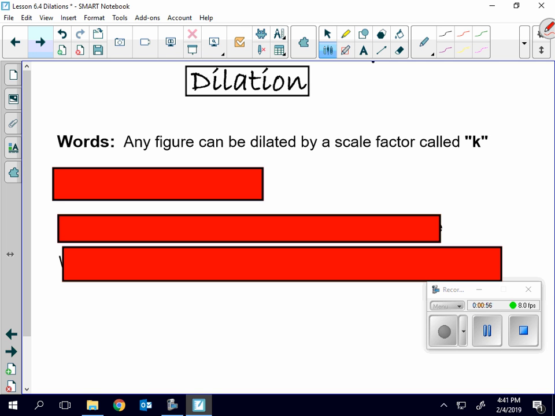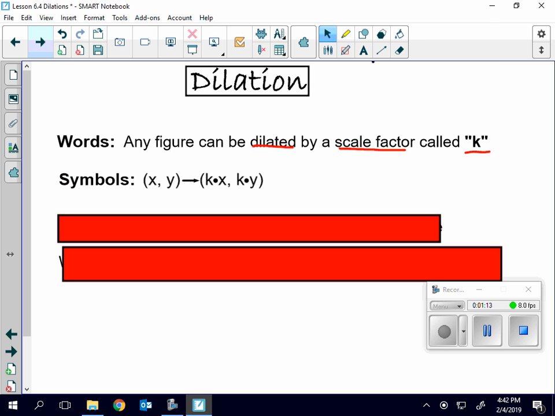Any figure can be dilated by a scale factor called K. Sometimes they call it other letters, but we're going to call it K. So our scale factor is what we're going to make our point bigger or smaller by. If you look at the symbols, here's our original XY. Whatever K is, you're going to multiply it to each piece, and that's going to give you your next piece, your image.